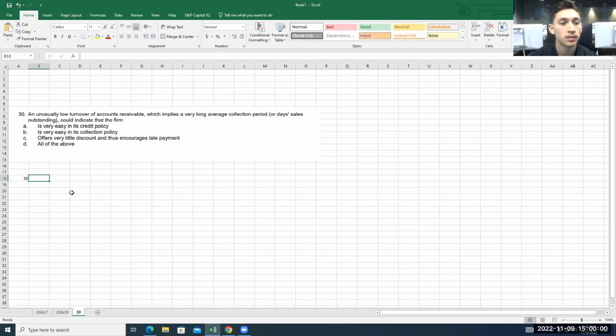Number 30, an unusually low turnover of accounts receivable, which implies a very long average collection period or days sales outstanding, would indicate that the firm is very easy in its credit policy, it's very easy in its collection policy, offers very little discount, and thus encourages late payment, or all of the above. This one's going to be all of the above. All of these are indicators of what we're being asked, and they all relate to each other. It's going to be D.